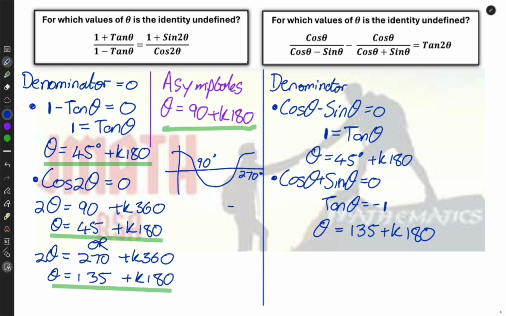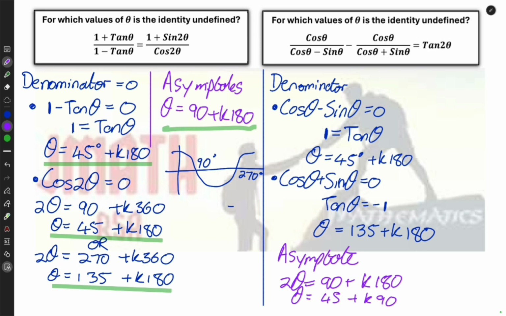Perfect. There I covered the denominators. Now for asymptotes, there's a tan 2 theta. So for my asymptote, I must say 2 theta is equal to 90 plus k 180. In this case, the asymptote will be at theta equals 45 plus k 90, because I had to divide both sides by 2. Those values will tell me where this identity is undefined. So at 45 plus k 180, 135 plus k 180, and then 45 plus k 90. Whenever you find this question of where the identity is undefined, remember asymptotes and denominator equal to 0. Then they won't be able to catch you out.